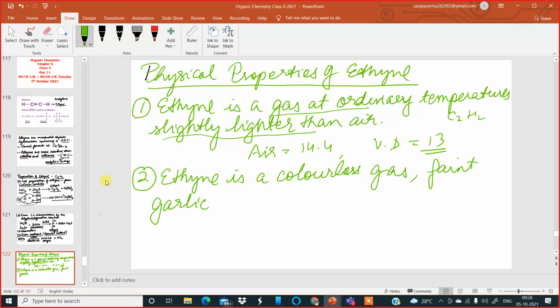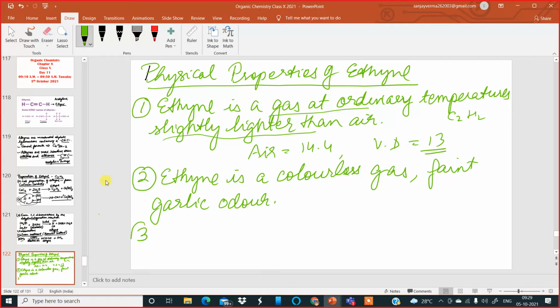What is garlic in Nepali? Lawson, yes, we call it lawson. Adwa is ginger. Garlic is lawson. So it has a faint, light garlic odor. That is the second physical property of ethyne.